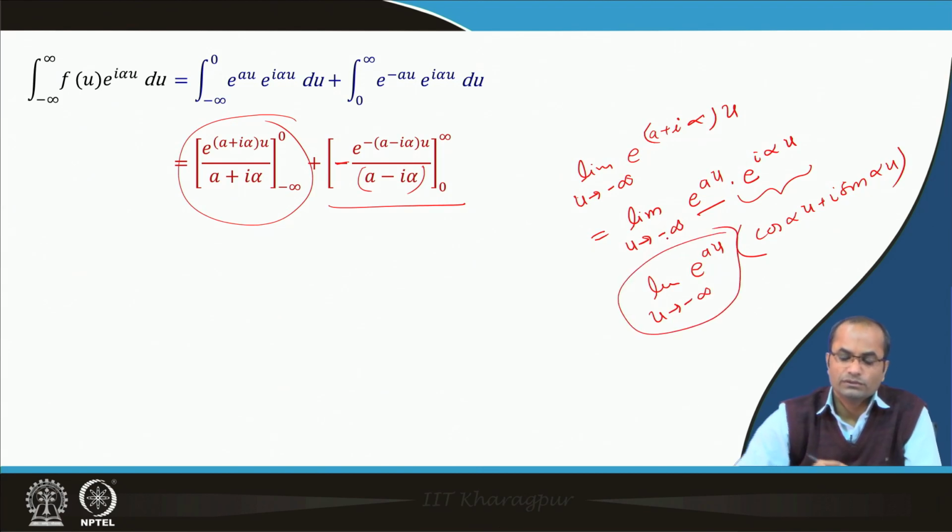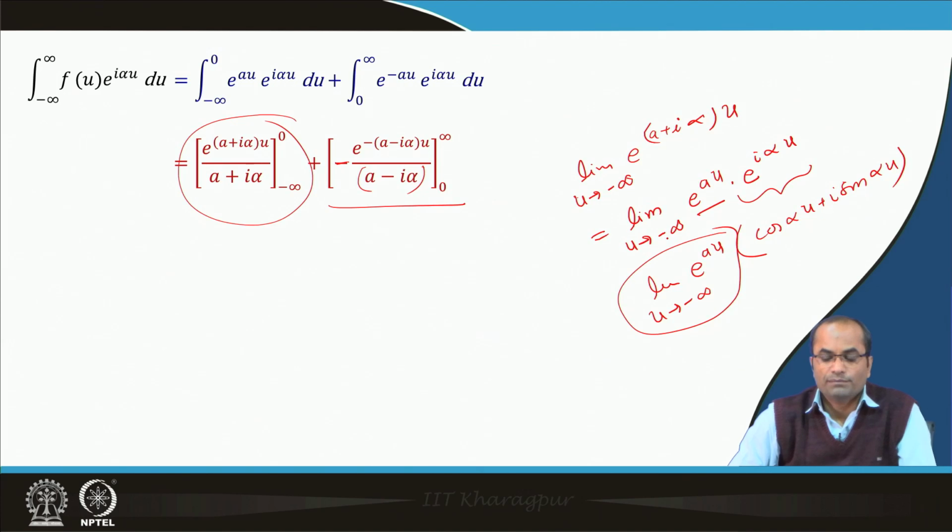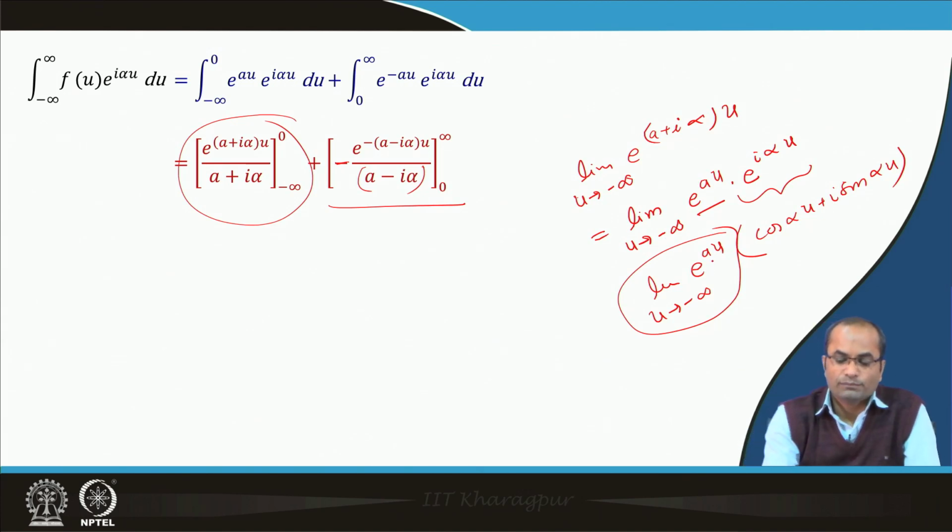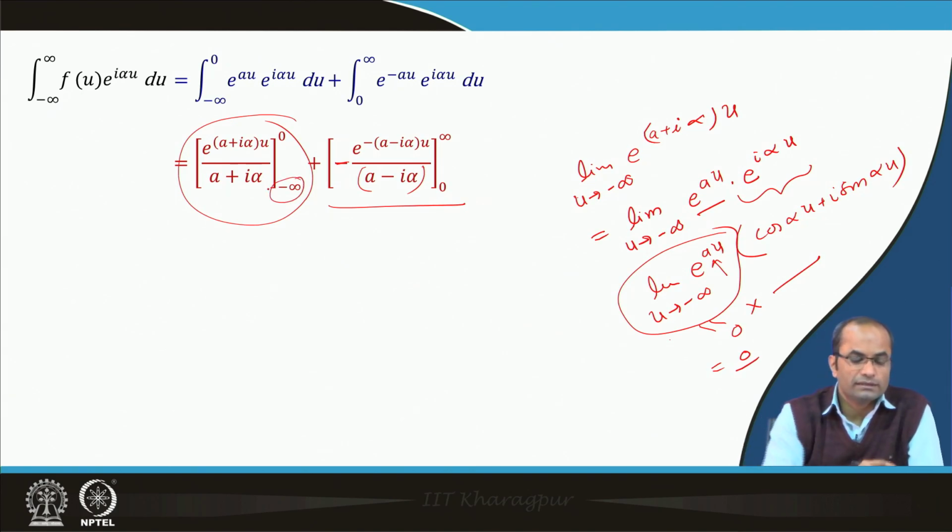Because of this, u going to minus infinity, e power a u, and a is a positive number, this will go to 0, and then we have something finite here. So, everything is 0. When we substitute minus infinity, this will be 0, and in the second integral it is happening the other way around.